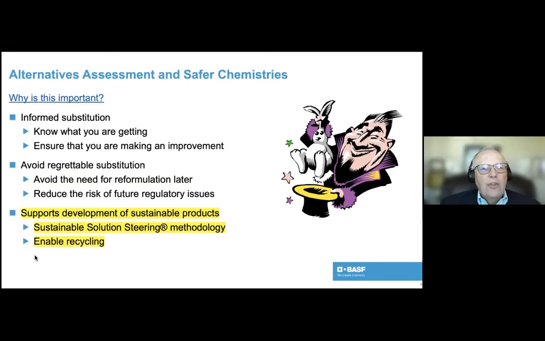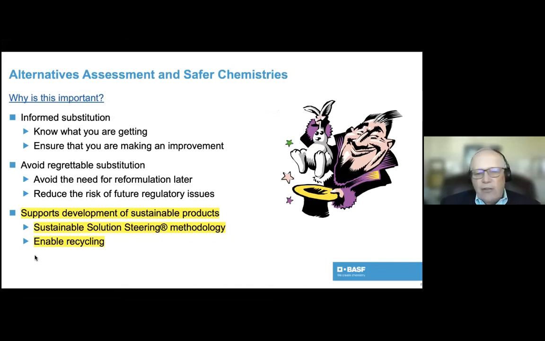Okay, there we go. So this slide is a little bit like preaching to the choir. And this is kind of why we do all of this. So one, it's really important to do informed substitution, know what you're doing, making sure you're doing the right thing. And then secondly, avoid regrettable substitution.